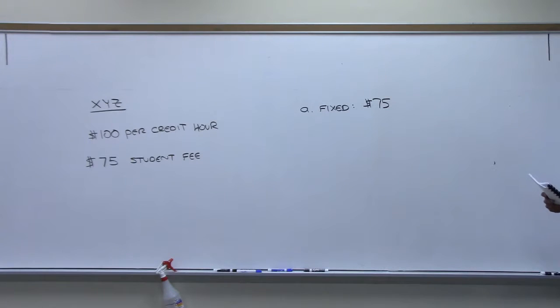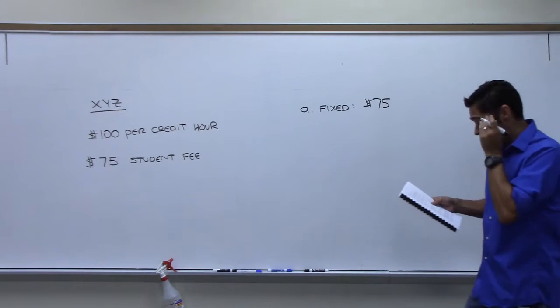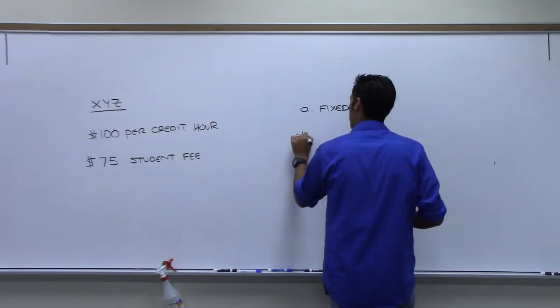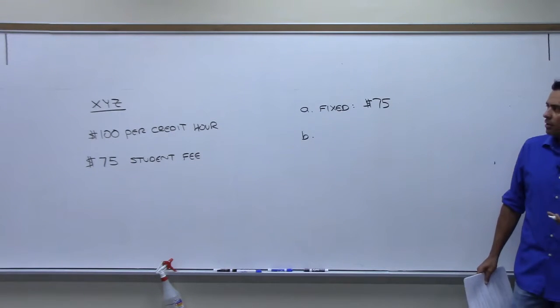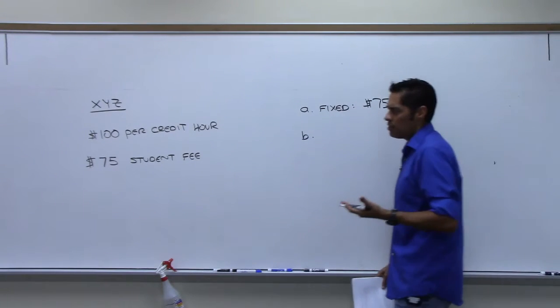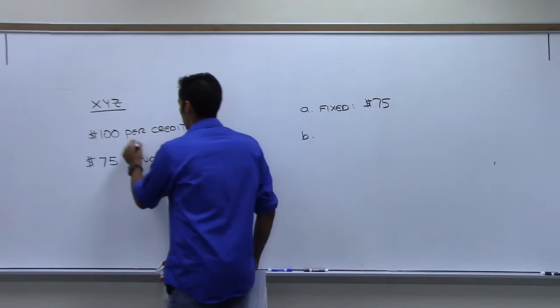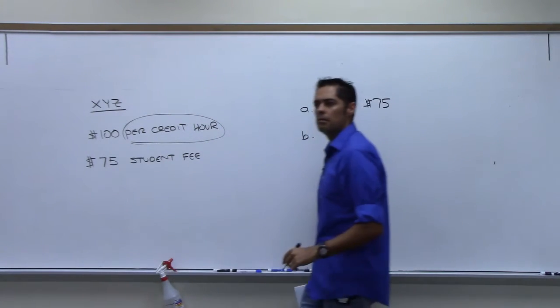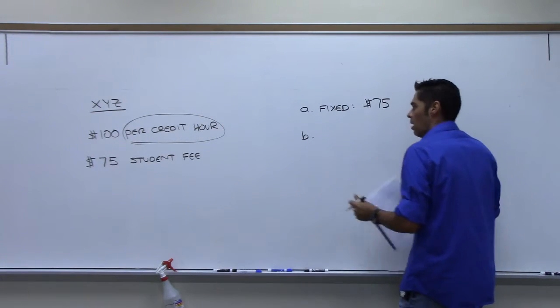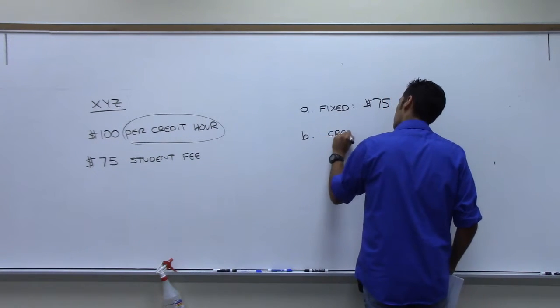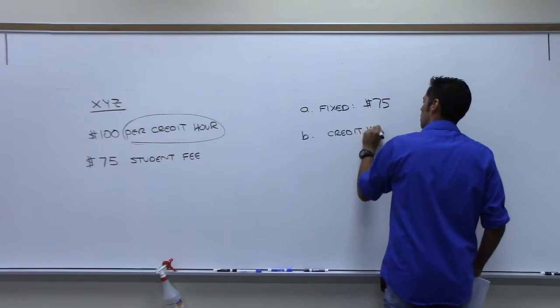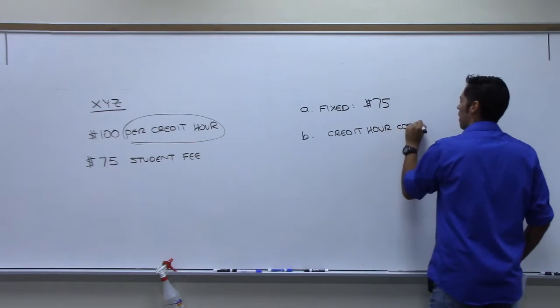All right, the next question. What is his variable cost? Who's his? I don't see any reference to a guy anywhere. Okay, what is the variable cost? What's affecting the cost of tuition? What changes? What's variable here? Yeah, how many credit hours, right? So the variable cost is the credit hour cost, right?